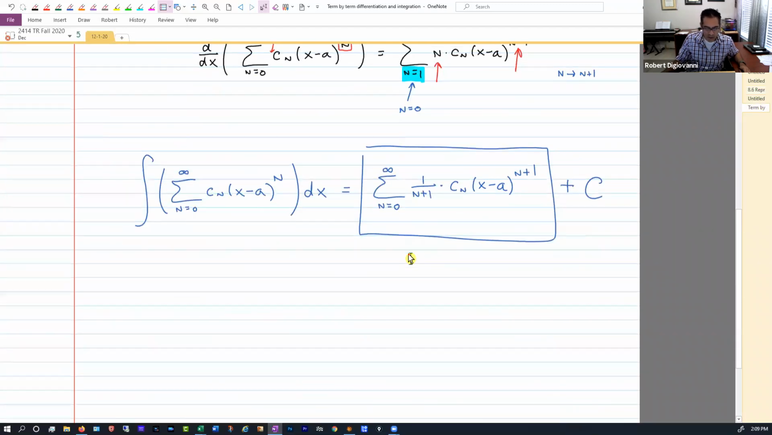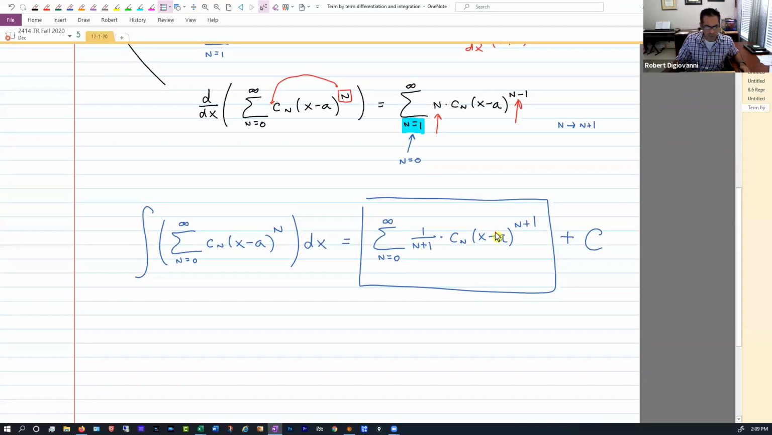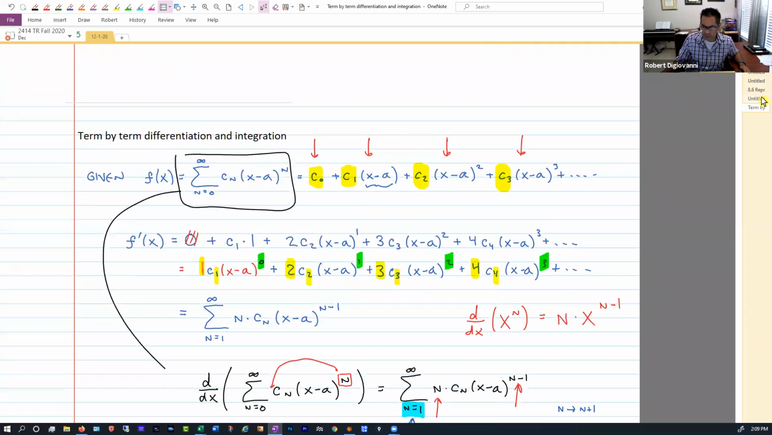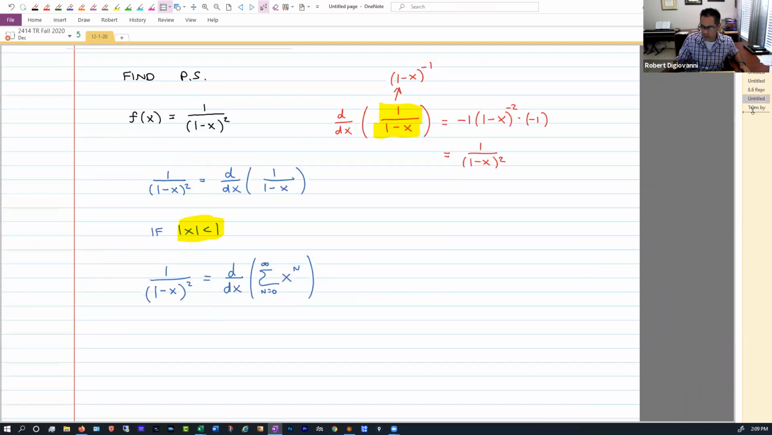So anytime we see this, where'd it go? Here it is. Anytime I see this, so long as I make the absolute value of x less than 1, then this becomes this power series. And now, how do you take the derivative of this power series? How do we differentiate this?